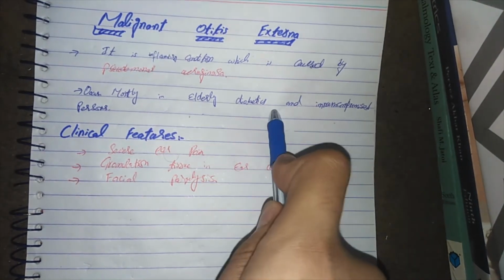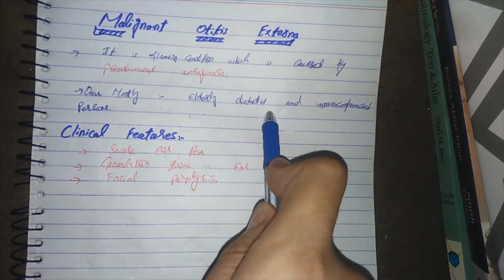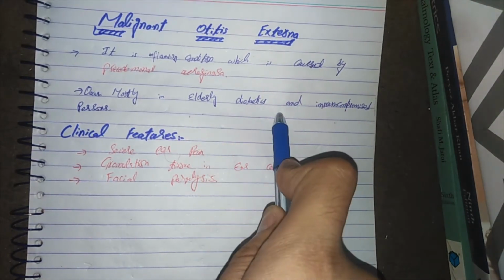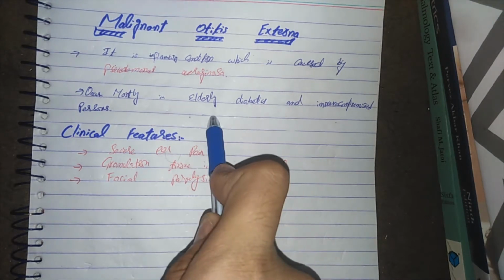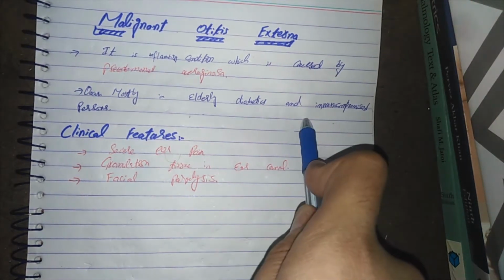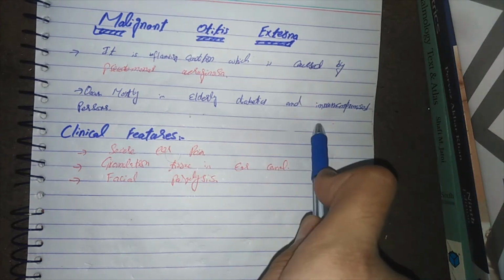Elderly diabetics means those persons whose age is above 50 years, and immunocompromised persons include the category of persons who are suffering from HIV or those persons who are taking steroids.